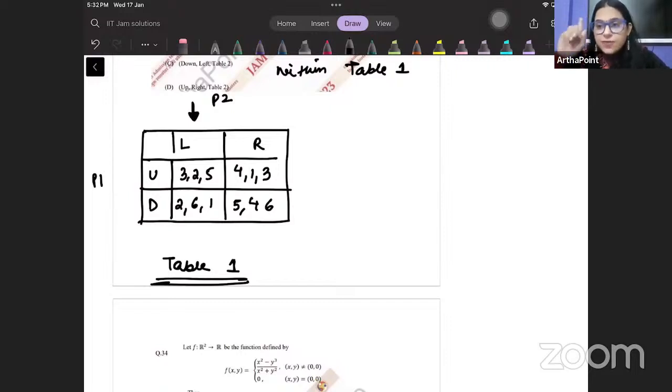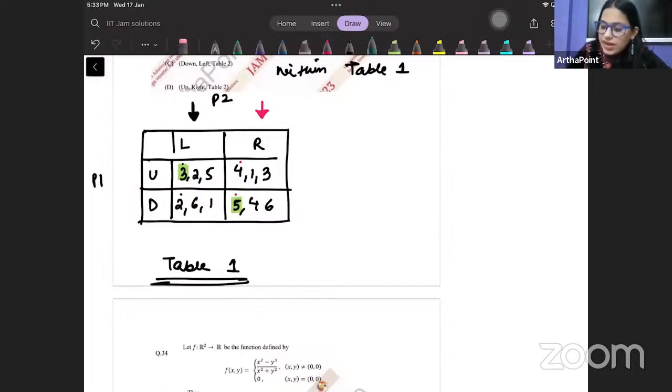His strategy is the first payoffs. First, that means 3 or 2. 3 is greater than 2, so I will mark 3. Then I will look at what happens when player 2 chooses R. Again, I will compare between 4 and 5. Clearly 5 is greater.